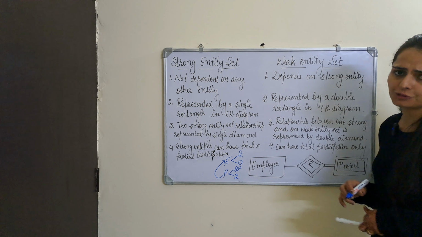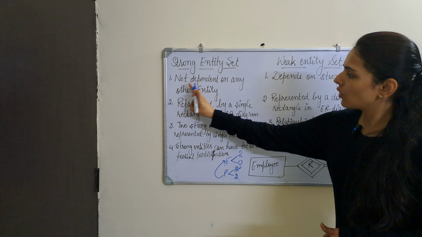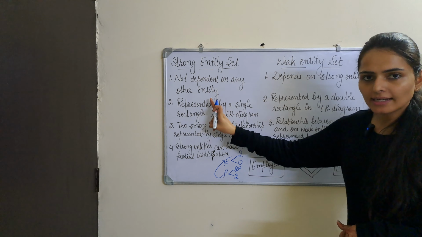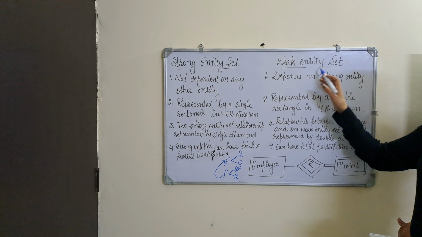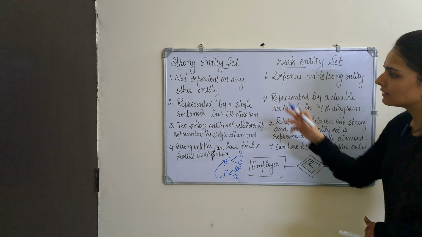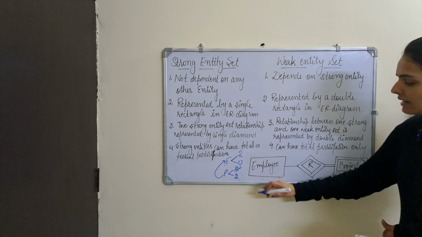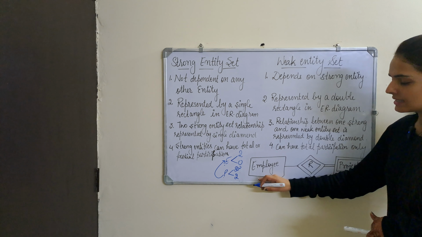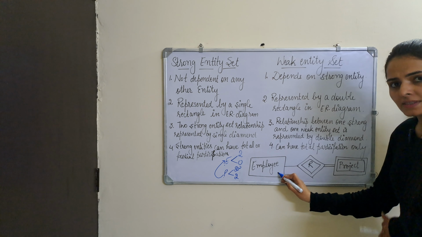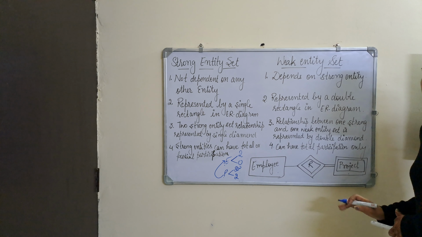Now let's look at the first point. Strong entity set is not dependent on any other entity. However, weak entity set depends on the strong entity. So now with this point, we can understand that since project is depending on the employee for its existence, employee becomes the strong entity set and project becomes the weak entity set.